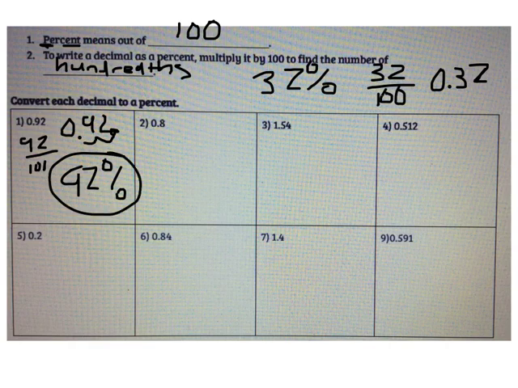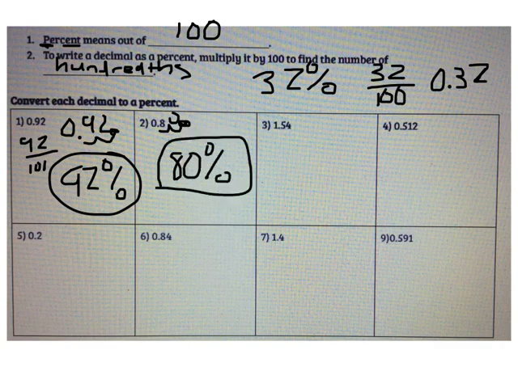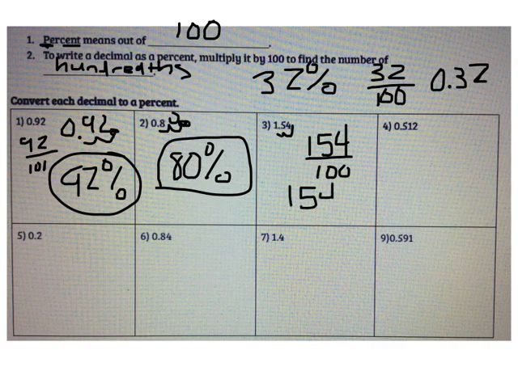Let's try 8/10. To convert that into a percent, I can move the decimal once, twice to the right. So the answer is 80 hundredths, or 80%. Let's do number 3. I can move the decimal twice to the right to find the number of hundredths. 1 and 54 hundredths is the same as 154 hundredths. So write that as a percent. It's 154%.